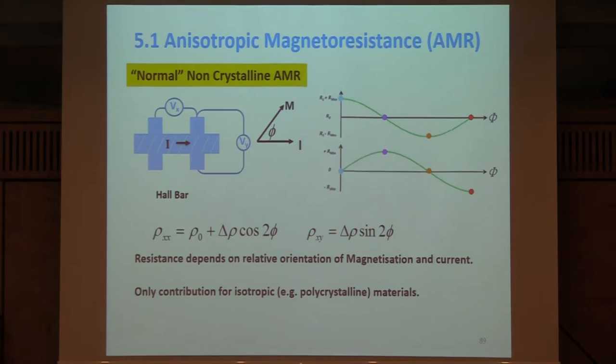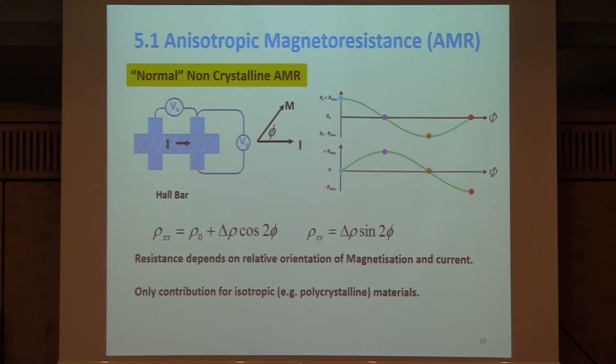So phenomenologically, we normally think of anisotropic magnetic resistance as being the variation of the resistance of a material that's magnetic, usually ferromagnetic, with the angle between the current and the magnetization. It seems intuitively obvious, though difficult to calculate, that the density of states is going to depend on the direction of the magnetization and the angular dependence of the scattering probability.